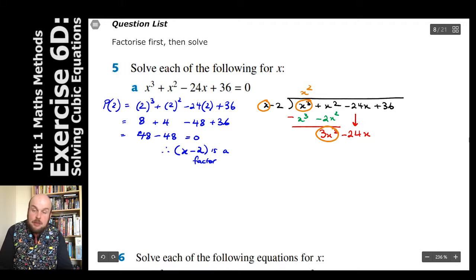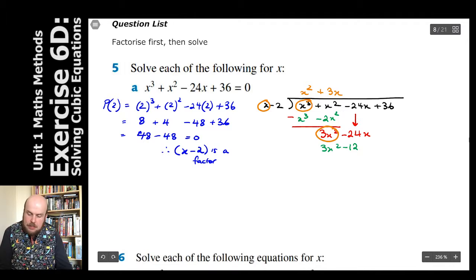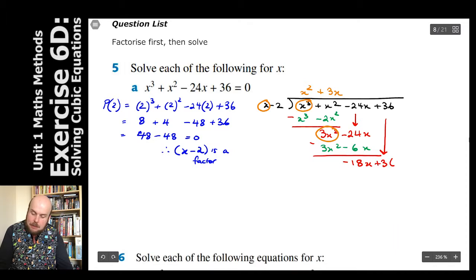Then we divide 3x squared by x, which gets us positive 3x. And we multiply this in here. 3x times x is 3x squared. 3x times negative 2, well, it's going to be minus 12. No, silly me, 3x times negative 2 is going to be negative 6x. 3x squared take away 3x squared is 0. Negative 24x minus negative 6x is negative 18x. I'm going to bring down this positive 36.